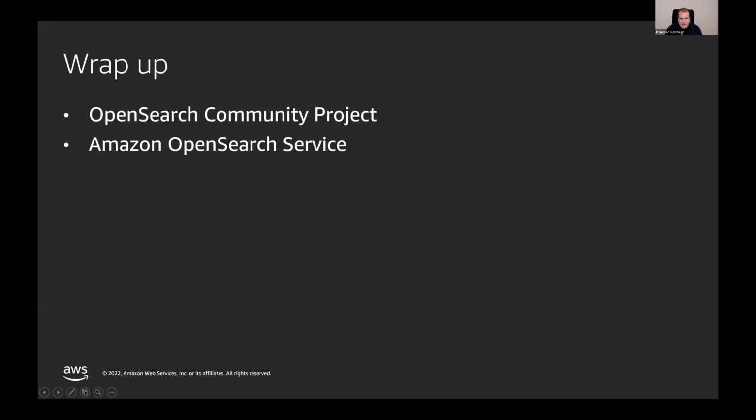I was very quick. I wanted to provide you with a quick introduction to the OpenSearch community project and the Amazon OpenSearch Service. Thousands of customers are now running workloads in OpenSearch Service. So I encourage you to evaluate the service if you're not using it yet.